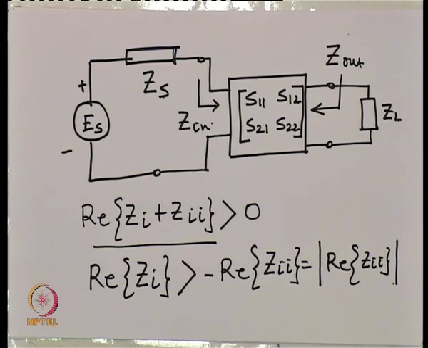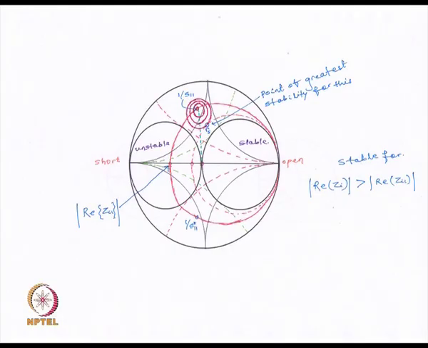If we go back to the slides on the monitor, you see the requirement for stability is that the real part of Zi should be greater than the modulus of Zi. This in turn translates into this circle. So, this is our stability circle for Zi.